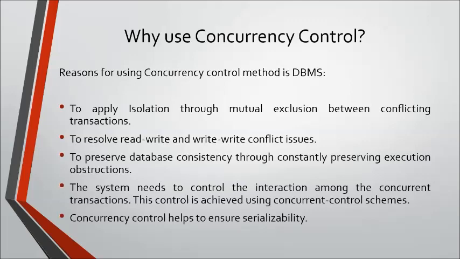Why use concurrency control? So these are the reasons for using concurrency control methods in a database management system: to apply isolation through mutual exclusion between conflicting transactions, to resolve read-write and write-write conflict issues, and to preserve database consistency through constantly preserving execution obstructions. The system needs to control the interaction among the concurrent transactions. This control is achieved using concurrency control schemes. Concurrency control helps to ensure serializability.